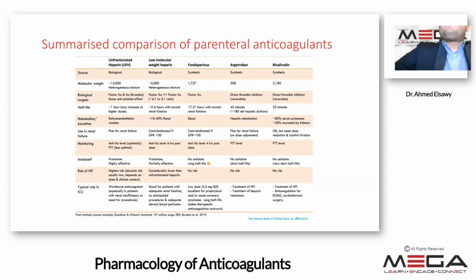So to summarize the comparison between parenteral anticoagulants, we have unfractionated heparin, low molecular weight heparin, fondaparinux, argatroban, and bivalirudin. Mainly, from this detailed comparison, you need to know at least their half-life. Unfractionated is about 1 hour, low molecular weight 3 to 6 hours in one resource, and another resource says up to 12 hours. It also depends on the renal function. Fondaparinux is 17 to 21 hours, argatroban 45 minutes, bivalirudin 25 minutes.